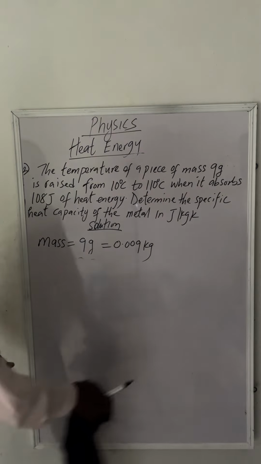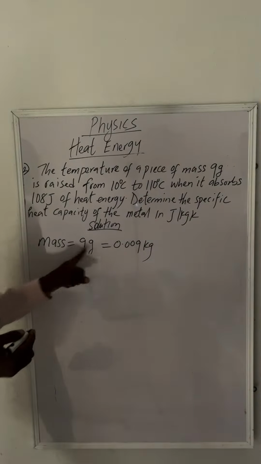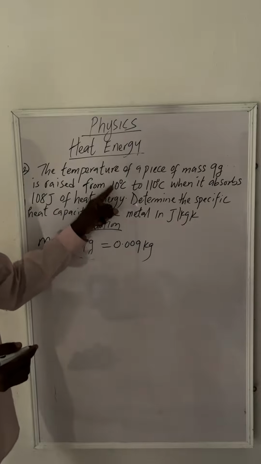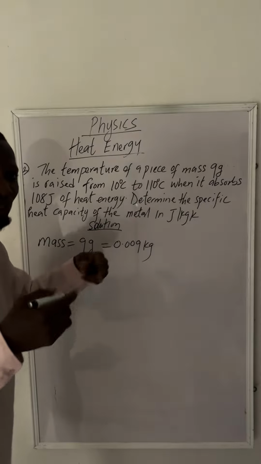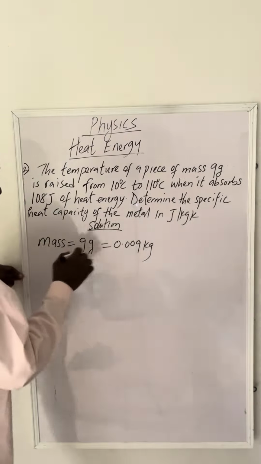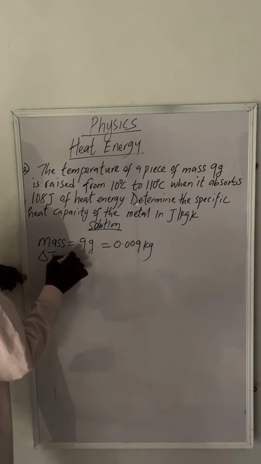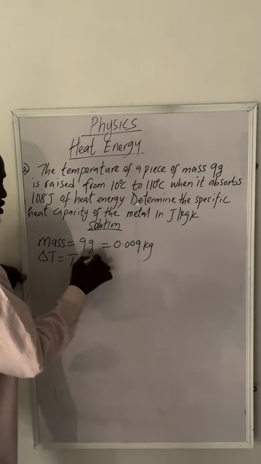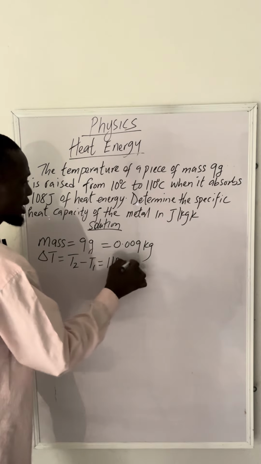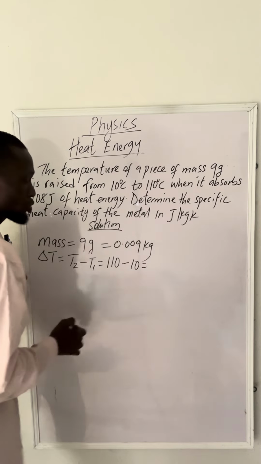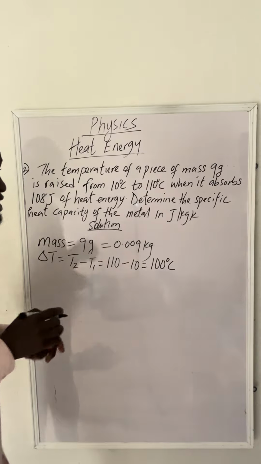Now let us continue with the question. Remember, the temperature of a piece of mass 9 grams is raised from 10 degrees Celsius to 110 degrees Celsius. So meaning that we have to calculate the temperature rise, right? So our temperature rise, which is delta T, is going to be T2 minus T1. So which is going to be what? 110 minus 10, which is going to give us what? 100 degrees Celsius. So that is the temperature rise, right?